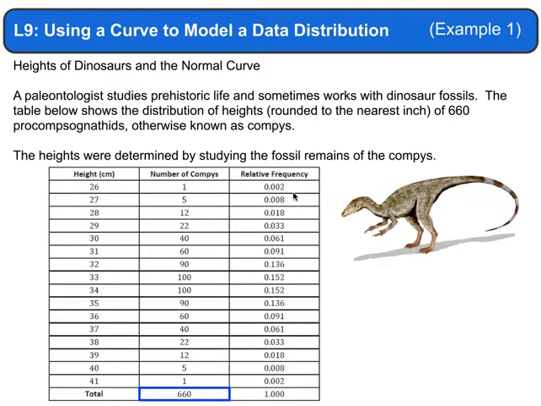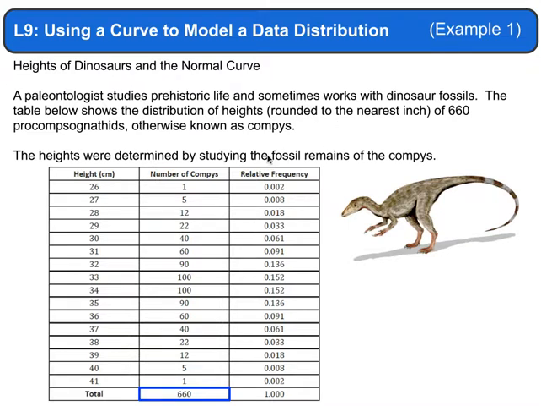So in this one, we have the heights of the dinosaurs in a normal curve. A paleontologist says they studied the prehistoric life of some of these dinosaur fossils. The table below shows a distribution rounded to the nearest inch of 660 of these dinosaurs. The heights were determined by studying the fossil remains of the compies.